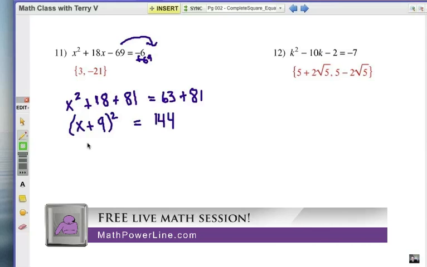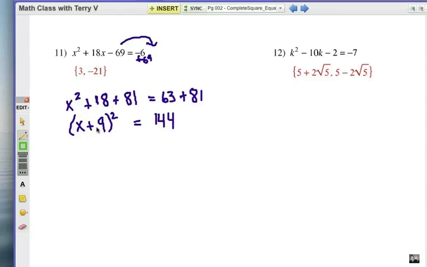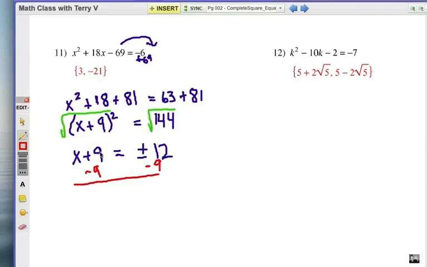Then we have to factor the trinomial, which is x plus 9 quantity squared equals 144. And one of our last steps here is to find the square root of each side. Leaves us with x plus 9, and I can leave those parentheses off of there, equals positive and negative 12. Don't forget, we're going to take the positive and the negative square root. So, of course, we subtract 9 from each side, and now we have 2 possible answers.